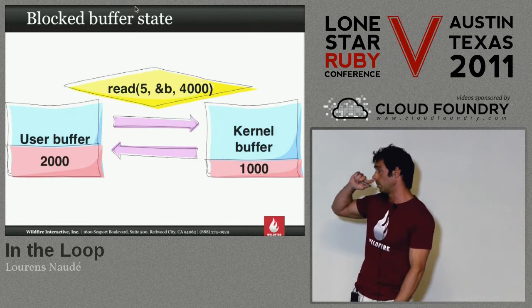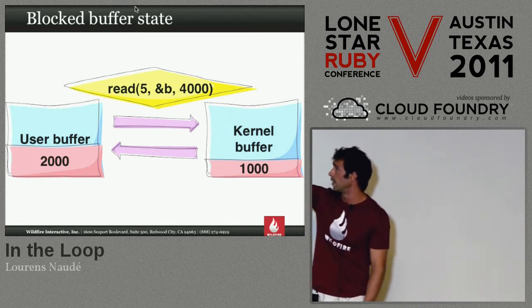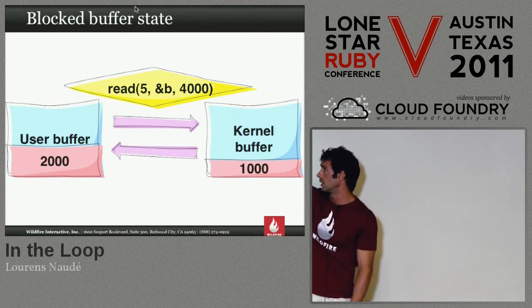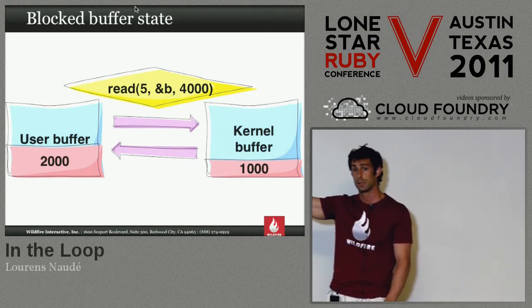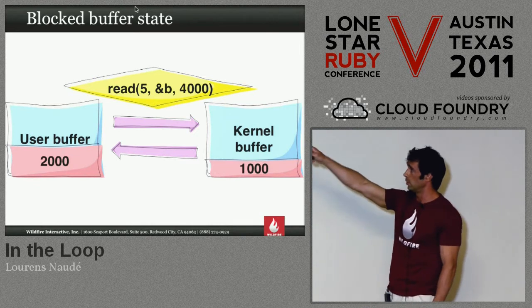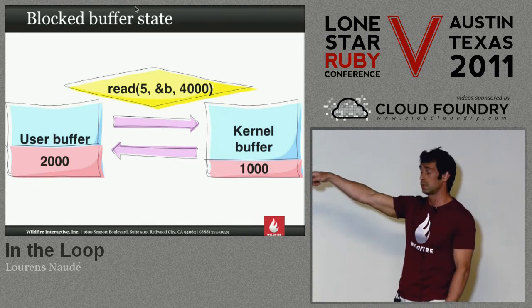Looking at that from a more visual perspective, we have a system call that's trying to read 4,000 bytes back into a buffer, but the kernel buffer at this point only has 1,000. So until that fills up with all the 4,000 we need, we're going to be stuck in a blocked state.